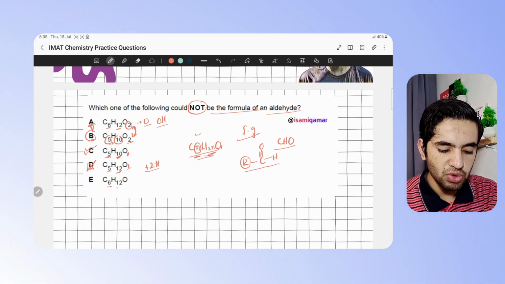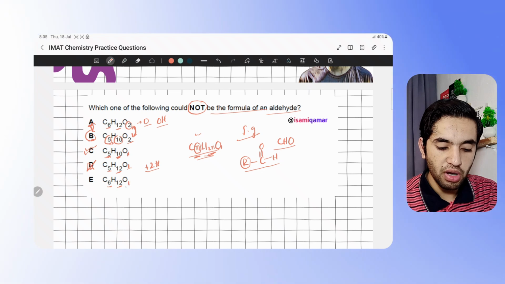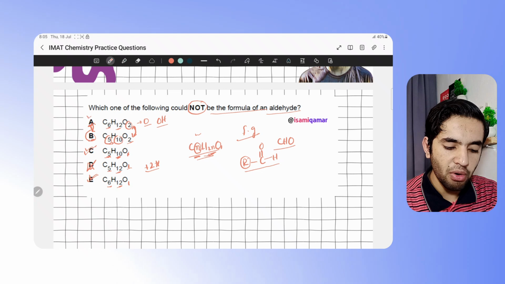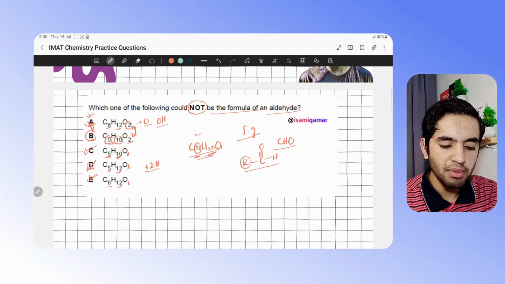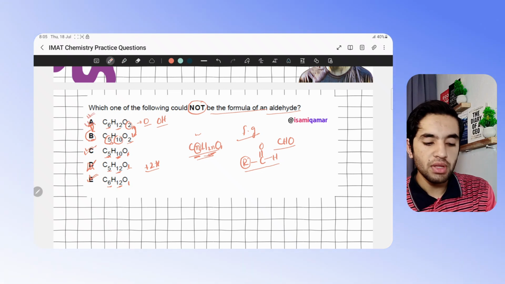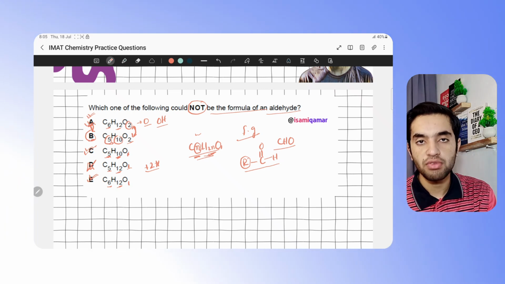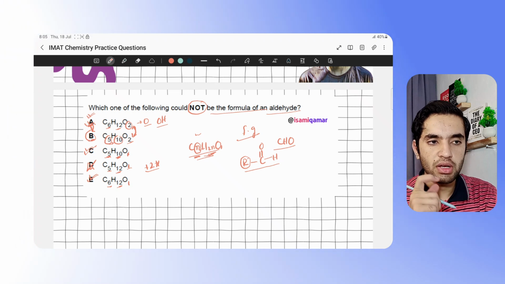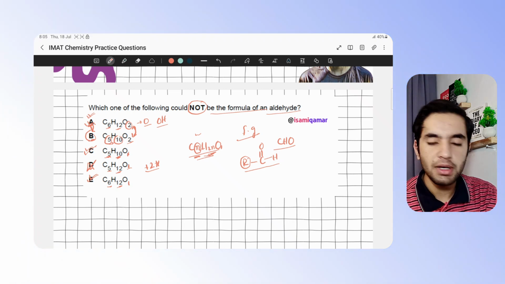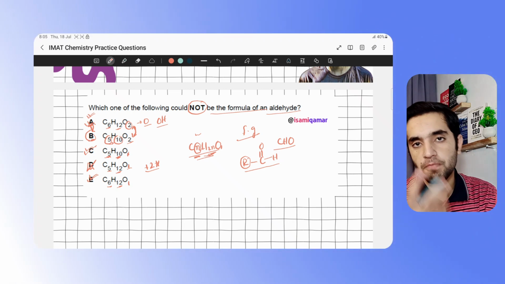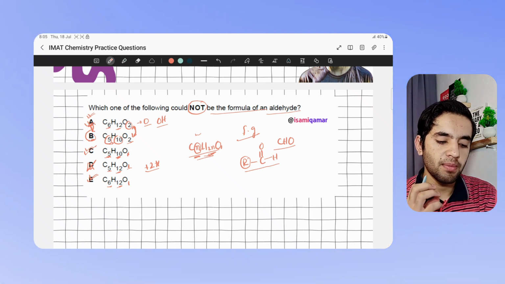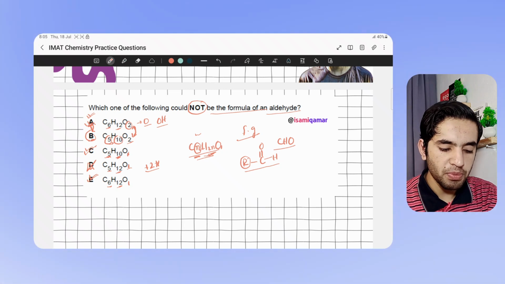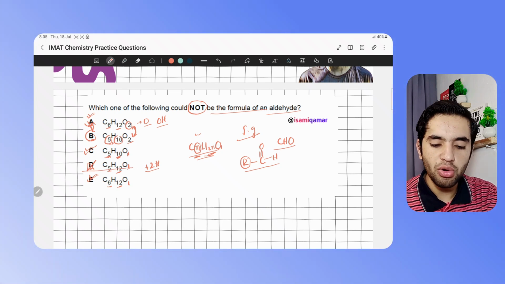So C6 and 6 times 2 is 12, it is the perfect formula. It justifies the general formula. So it means that these are also true. Why? Because we have to pick just one, and there must be some other small molecule added in it, like hydroxyl or oxygen. So this is why they have tried to make it tricky. So I hope you got it right. Option D is not the formula of an aldehyde.